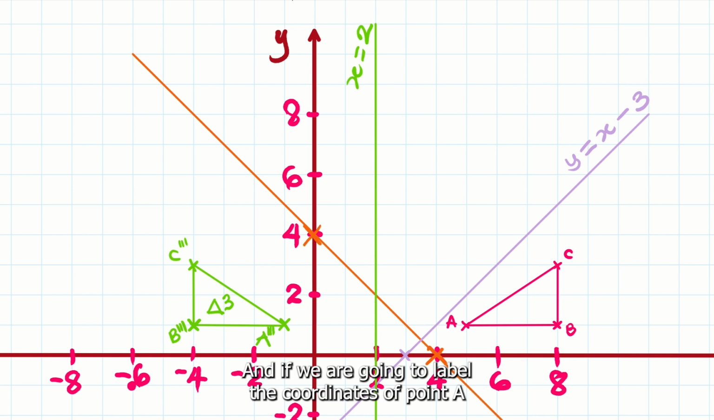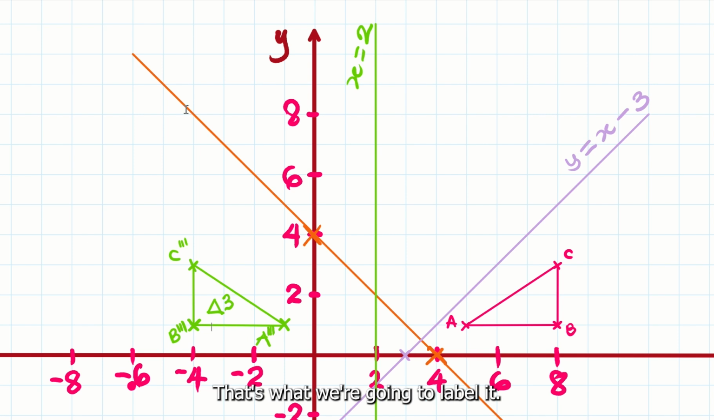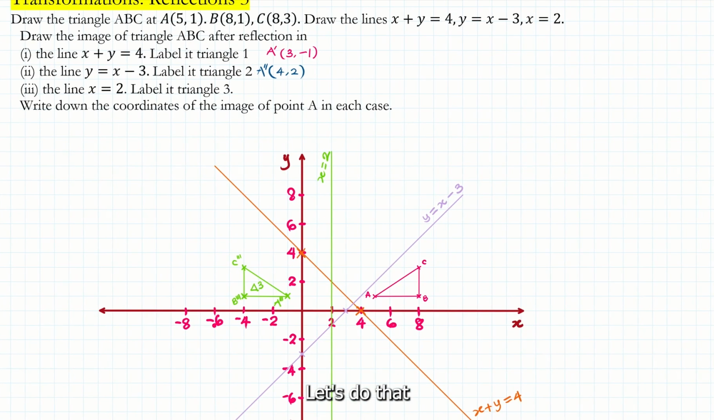And if we are going to label the coordinates of point A, we see that that stems from -1 and 1. So -1 and 1, that's what we're going to label it. Let's do that. A prime prime prime, -1 and 1.